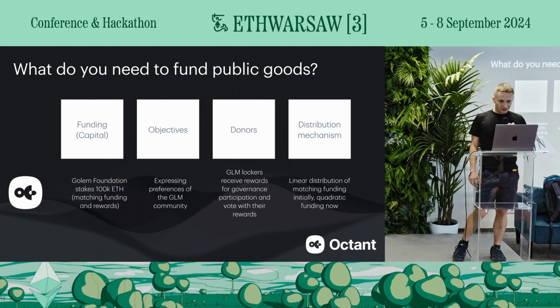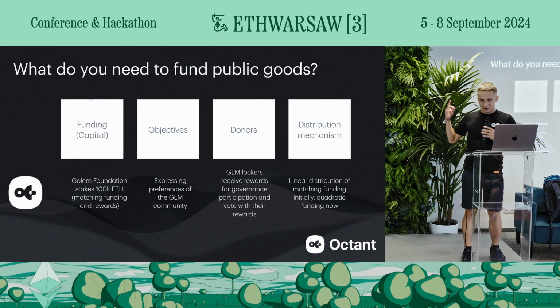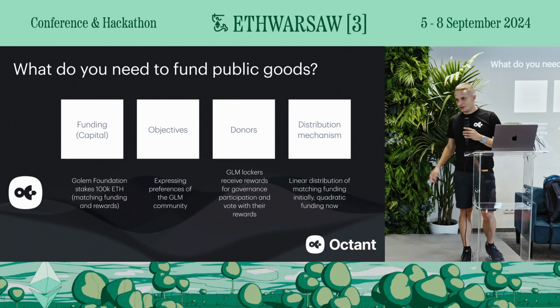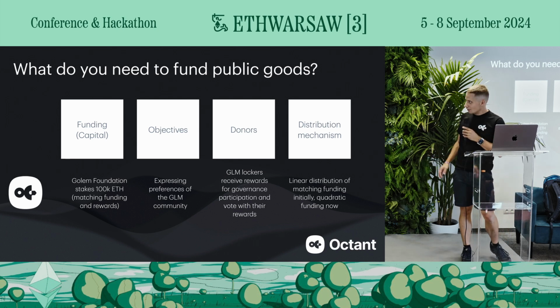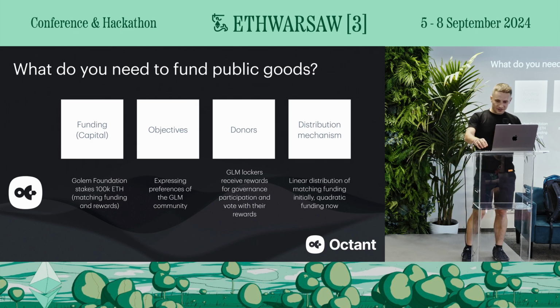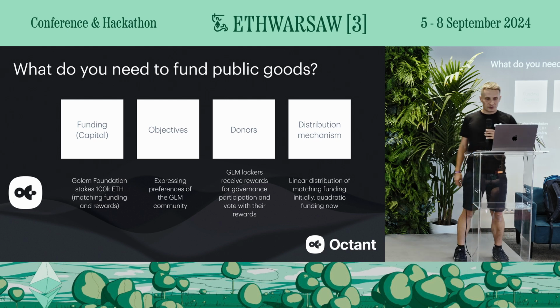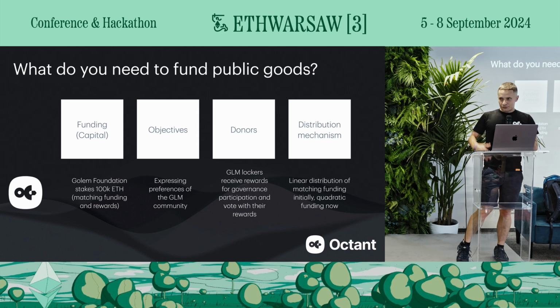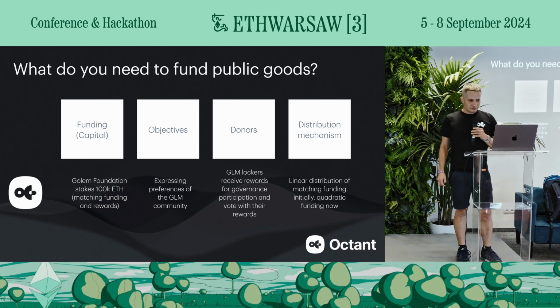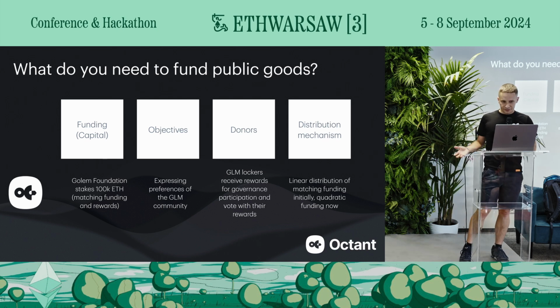It was created in 2016 in Golem Network crowdfunding, and Golem Foundation is a spin-off from Golem Network, with the objective of finding new use cases for the GLM. The donors, in our case, these are GLM lockers. So users have to lock the GLM token, and after some time, they are eligible to receive rewards for participating in governance, and they can either decide whether to claim the rewards or to donate their rewards to public good projects. And also we need a distribution mechanism.